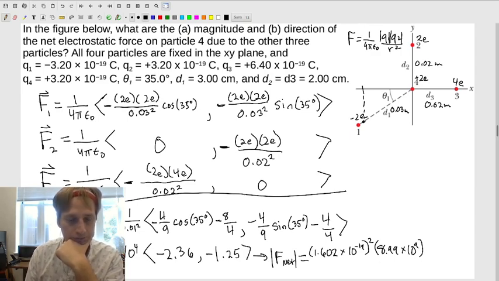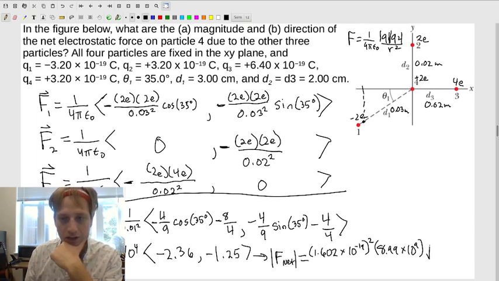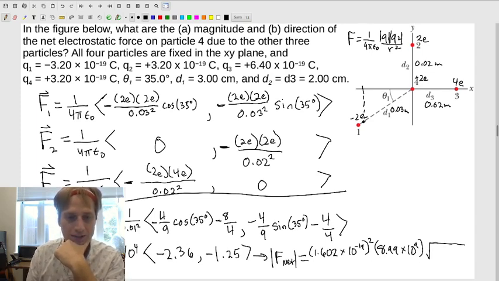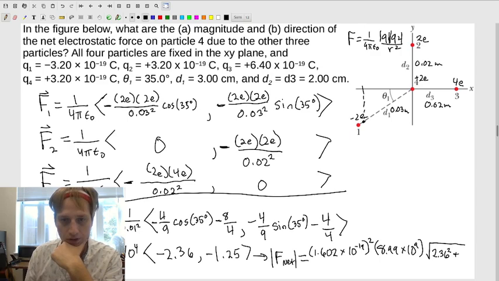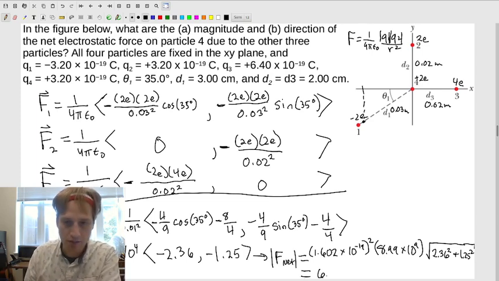Okay. And then I'm going to have to do my Pythagorean theorem because this is my x component, this is my y component, so it's going to be 2.36 squared plus 1.25 squared. Okay, so if I plug all of those numbers in, I'm going to get a very small force. I'm going to get 6.2 times 10 to the minus 24 newtons.